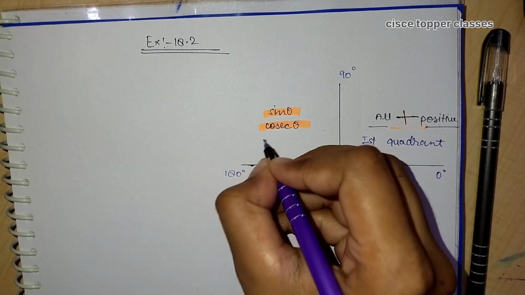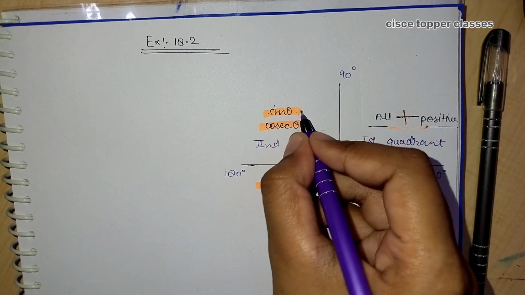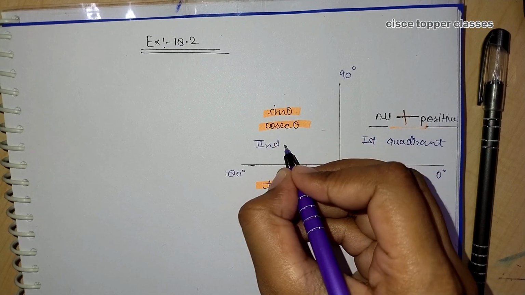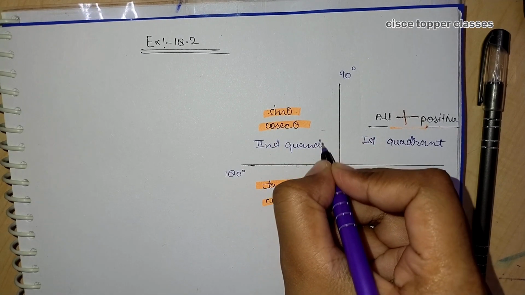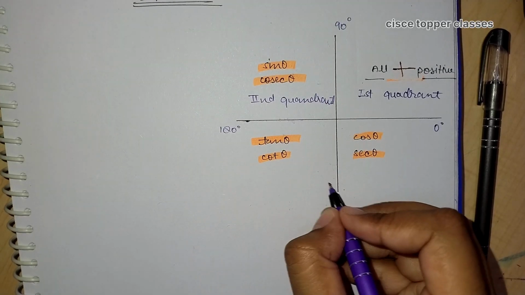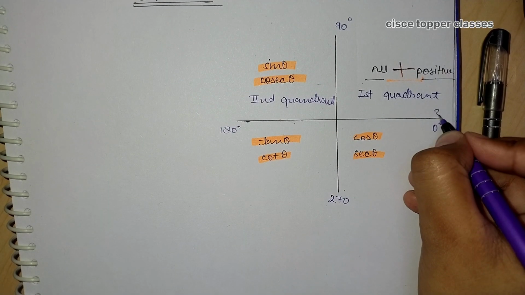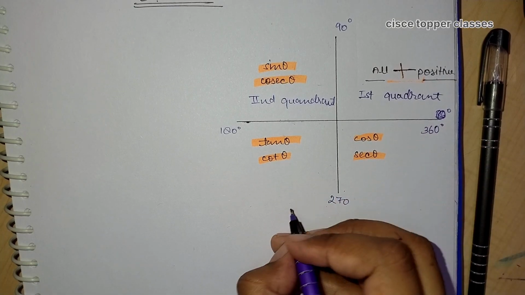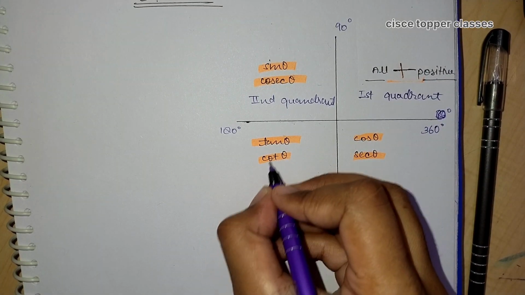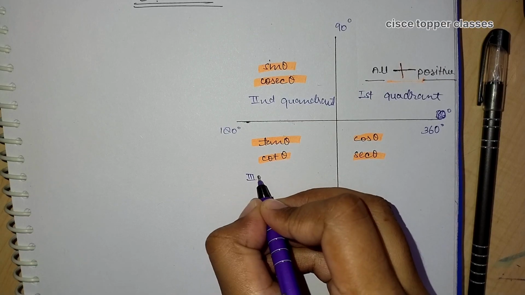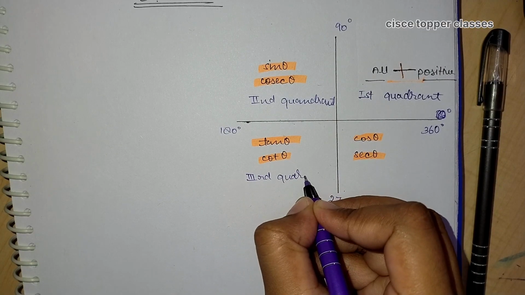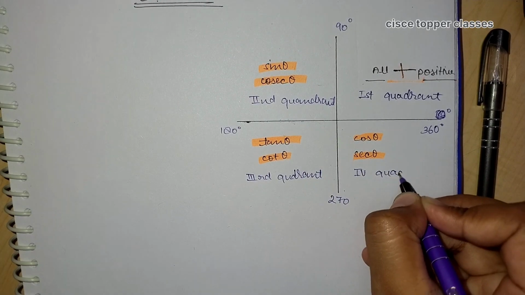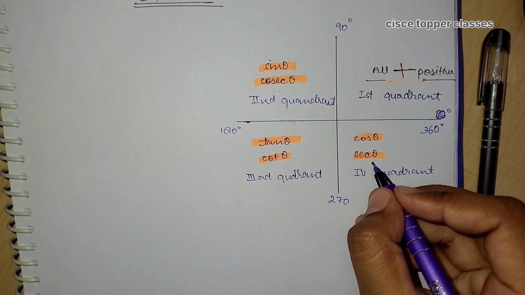This is 180 degree. This is the second quadrant here in which sine theta and cosec theta, because cosec theta is the inverse of sine theta only, are also positive. So in the second quadrant, these two are positive. Now in the third quadrant, this is 270 here and this is 360. Sorry, this is 0 degree here and this is 360 degree. So here we have tan theta and cot theta as positive. So in the third quadrant, this is the third quadrant here and this is the fourth quadrant. So in this, cos theta and sec theta are positive.